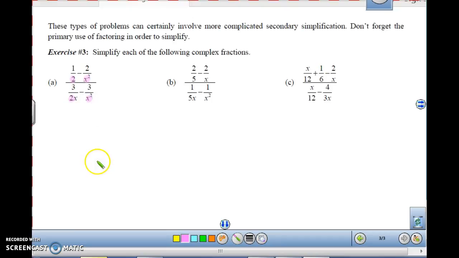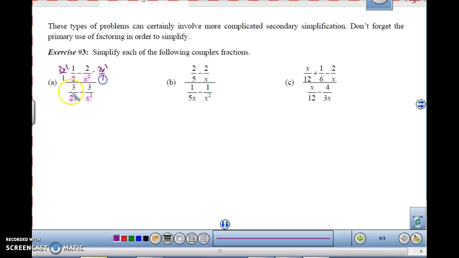Well, let's see. I have a 2, and my biggest x is x squared. So my common denominator is going to be 2x squared. Okay, now sometimes it's easier to do it this way. Instead of putting the big parenthesis, what if we put 2x squared over 1 here, 2x squared over 1 here, 2x squared over 1 here, and 2x squared over 1 here. Because with little complicated things, sometimes it's a little easier to see what you're doing.